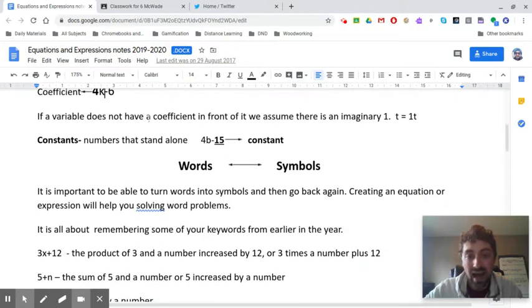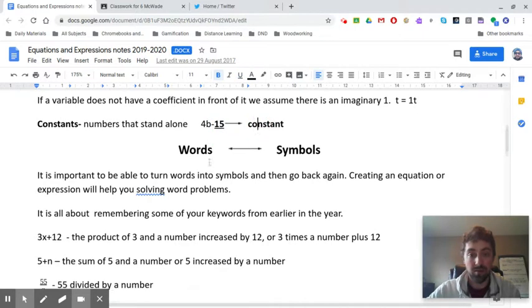If a variable doesn't have a coefficient in front of it, we assume that there's an imaginary 1 there. So it's 1 multiplied by that variable. It's not a 0 or anything like that. And then finally, we have constants. Now, constants are numbers that stand alone. They aren't associated with any other variables for multiplying or dividing. So, for example, here in this 4b minus 15, the constant is 15. There's no other variable with it.